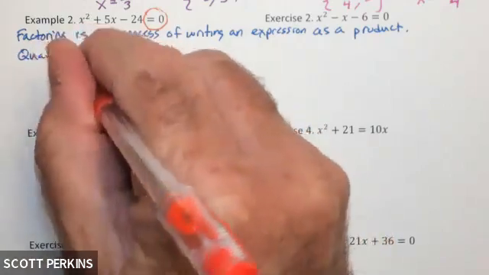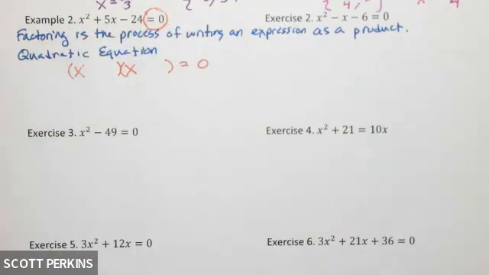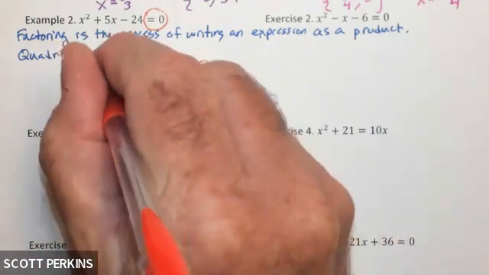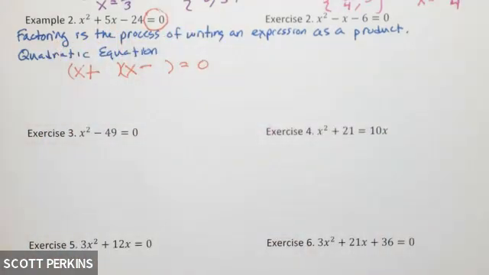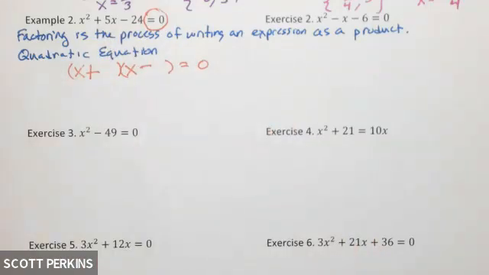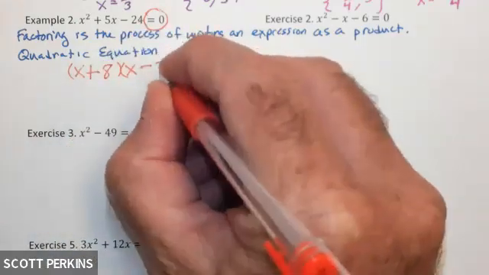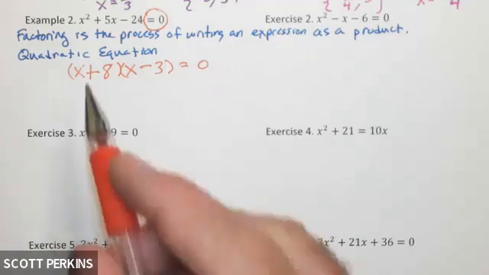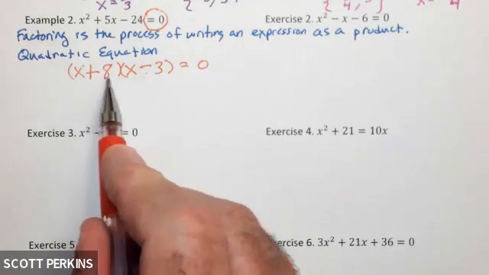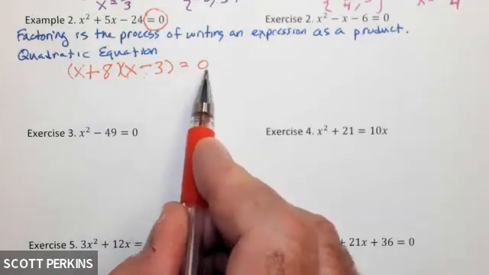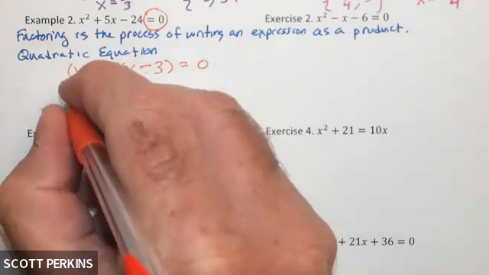X squared is x times x. My signs, since this is a negative 24, my signs are plus one, minus the other. And then the two factors of 24 that are 5 apart are 8 and 3. So it's going to be +8, -3, because they have to add up to a +5. And now what I have is just what we did in the previous two examples. I have got the product of two numbers. I do not know either of them, but what I do know is when I multiply them, I get 0. And so then I can go ahead and do this step.